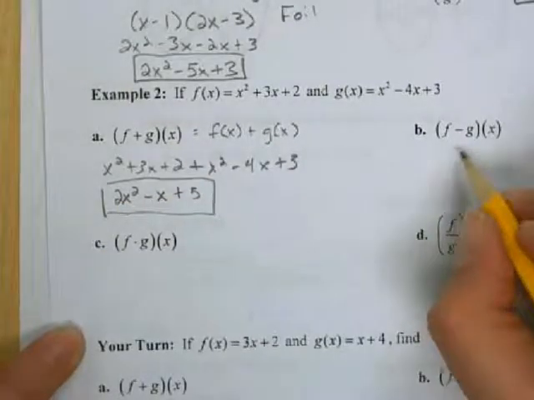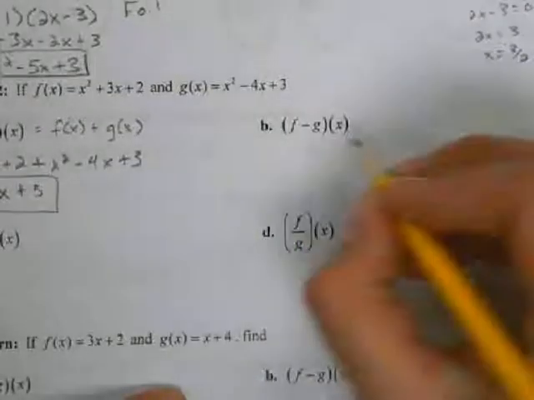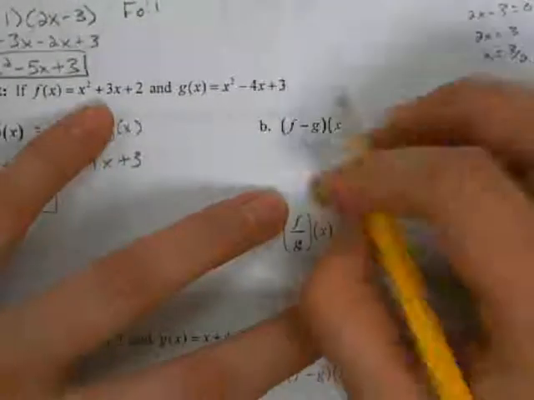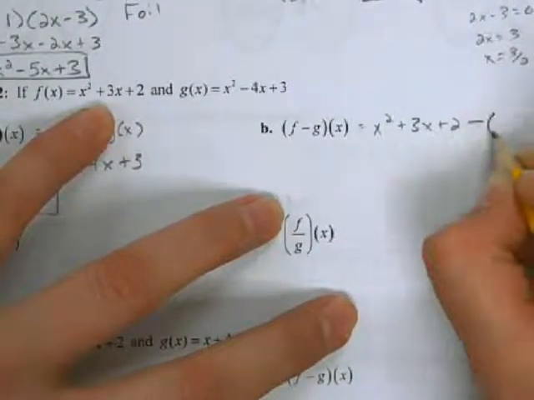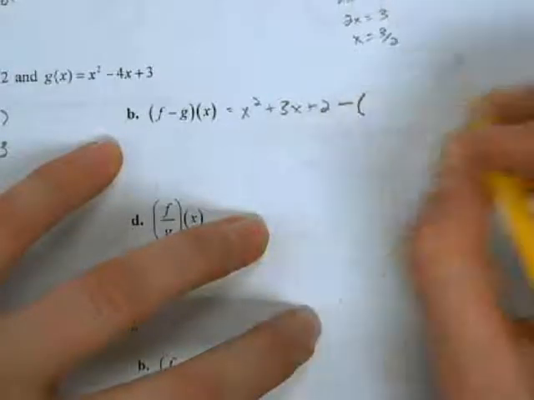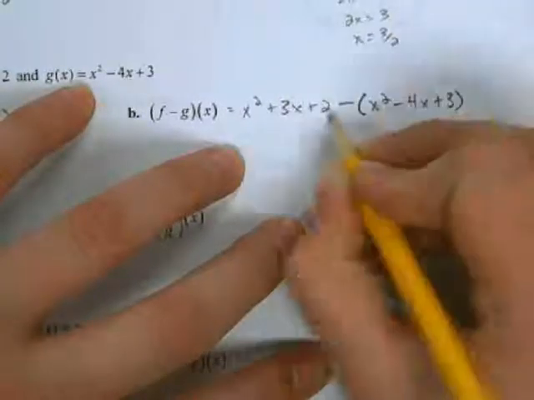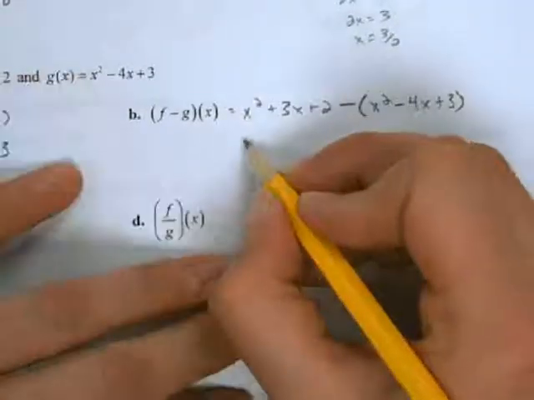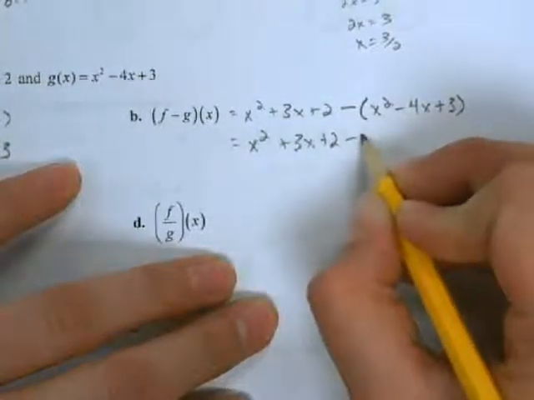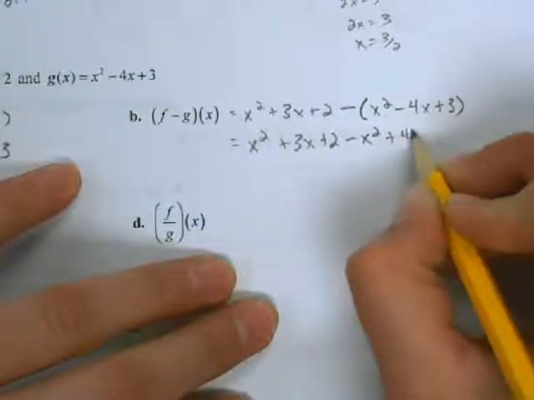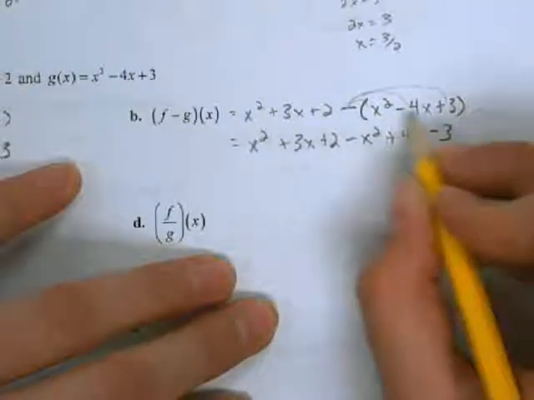Here, remember again, subtraction, the most important thing is to distribute that negative. So when we do f of x minus g of x, we've got x squared plus 3x plus 2 minus, make sure you use that parentheses, minus the g of x here, x squared minus 4x plus 3. So when I distribute that negative, that's just going to change all those signs in there. So we get x squared plus 3x plus 2 minus x squared plus 4x and minus 3. That is super important. That negative goes to all three. It's just going to change all three signs.